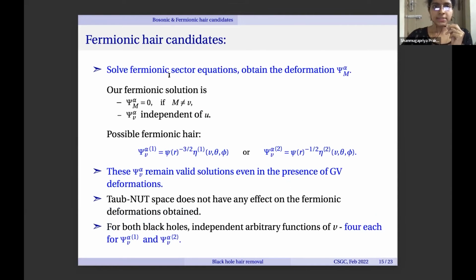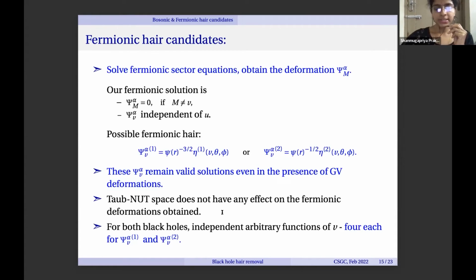Now we will go ahead and construct fermionic hair candidates by solving the fermionic sector equations and obtain the deformation psi alpha M. So our fermionic solution is such that psi alpha V is the only non-zero component, and this psi alpha V is independent of u. So solving the equation in this manner, we get two possible fermionic hair, psi alpha V1 and psi alpha V2. And these psi alpha V fermionic deformations remain as valid solutions even in the presence of the Garfinkle-Vachaspati deformations. So this means that these are solutions to the fully back-reacted, nonlinear theory.